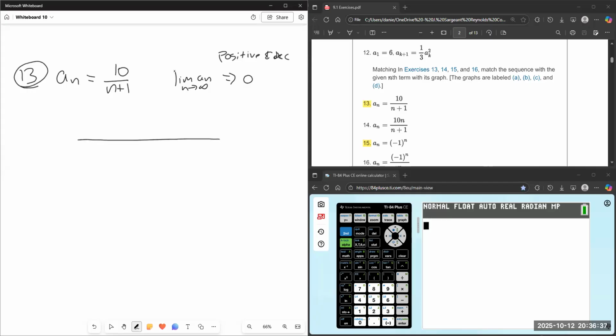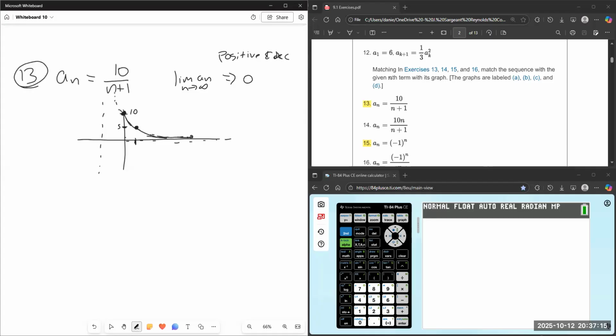So it would look something like 10 here, and at 1, this is going to be 5, and then keep going down like this. It's a rational function that gets closer and closer to this. We don't really have this piece of the graph over here because those aren't natural numbers.